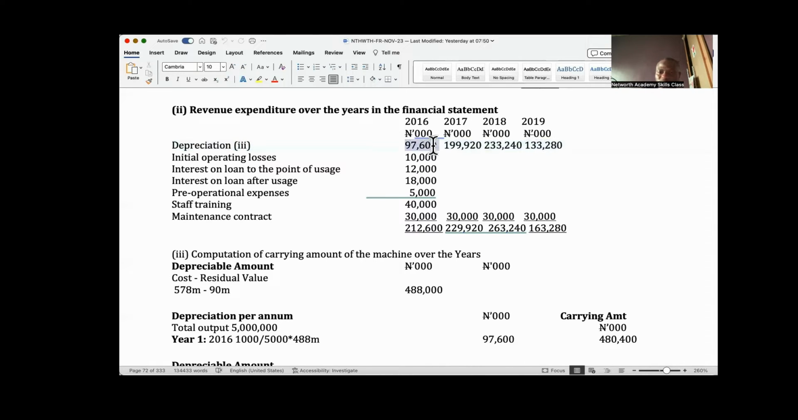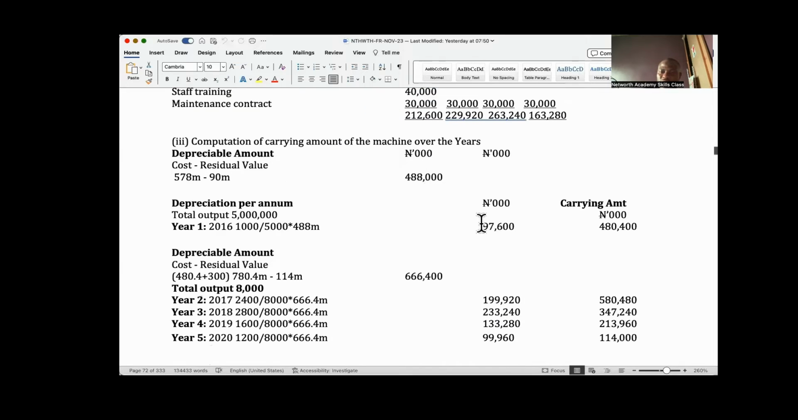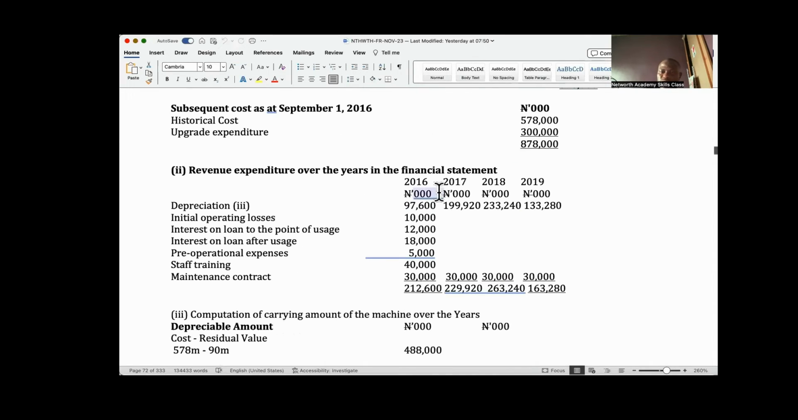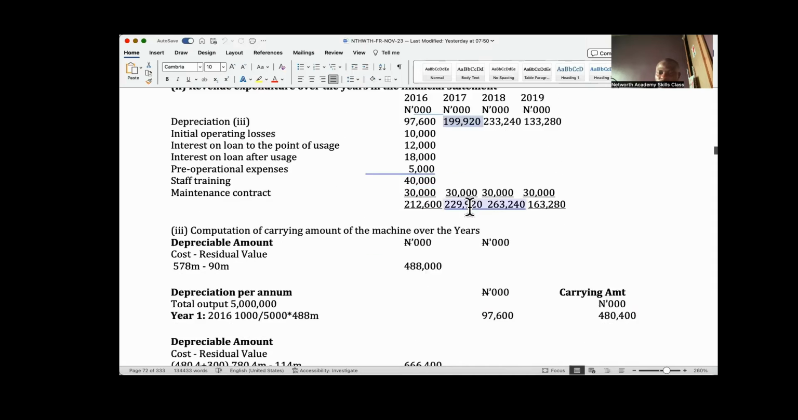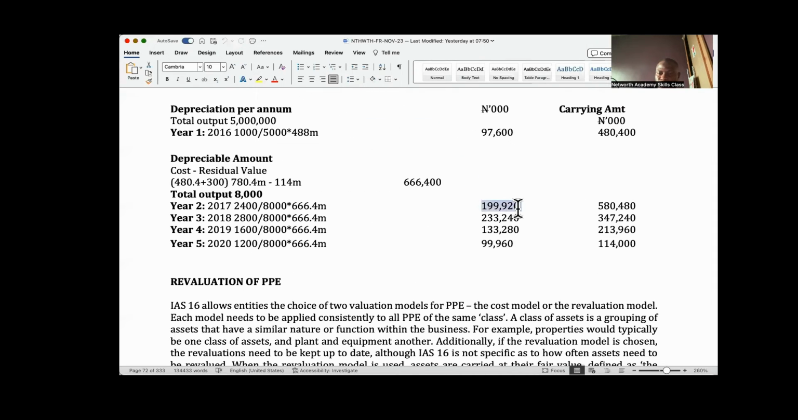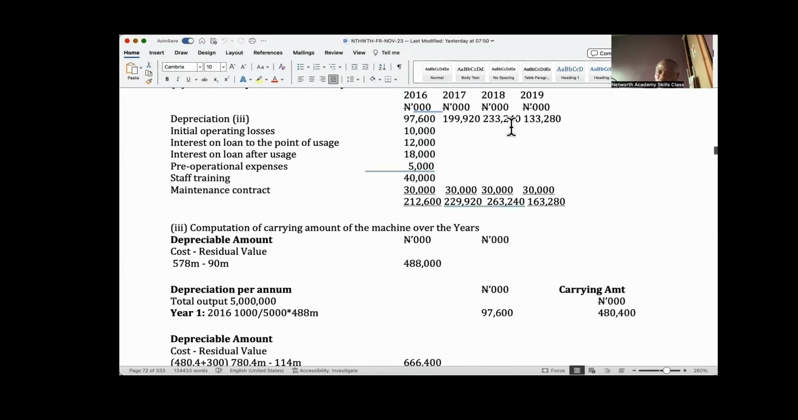In year one it was 97,600. This is the workings year. In year two it was 199,920. This is the workings year. Then year three and year four, like that. Okay, so that is it for this question.